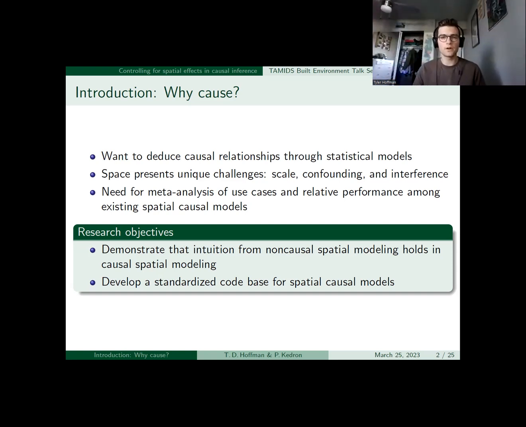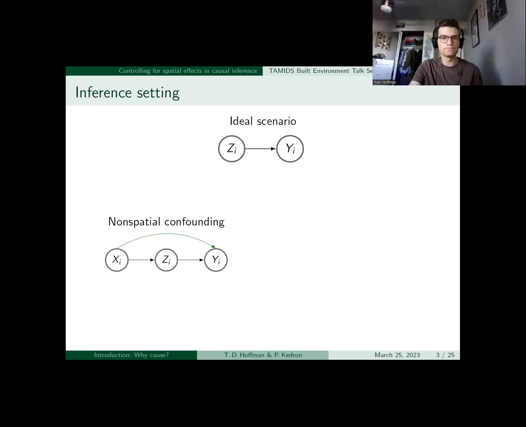And secondly, we wanted to develop a more standardized code base for spatial causal models. And the two of these together, the ultimate goal is to make these sorts of things more readily usable for end users, for policy analysts who maybe don't know as much mathematics or aren't as experienced with programming and are not homebrewing these models themselves. We wanted to package them up, make them easier to use, and hopefully get their application more widely available.